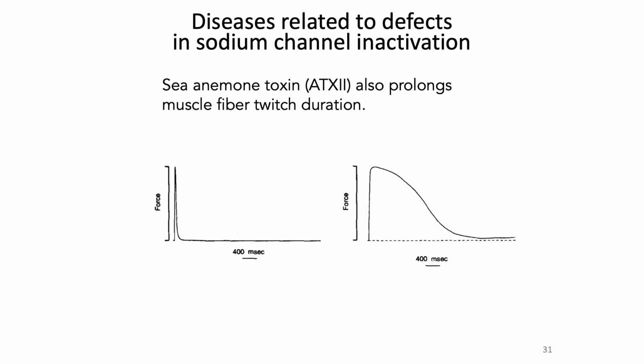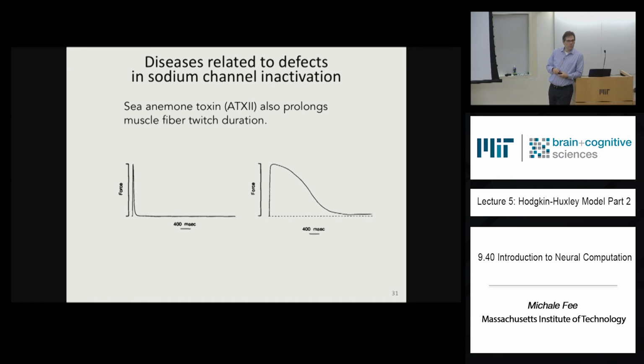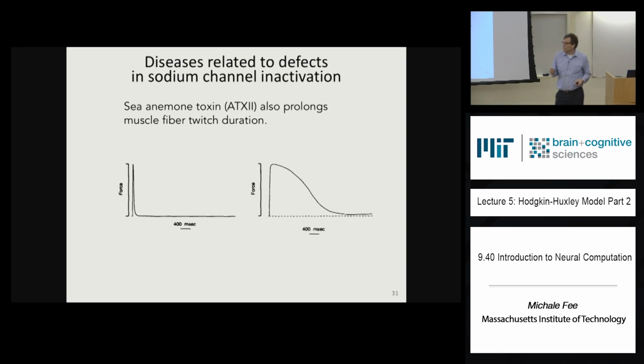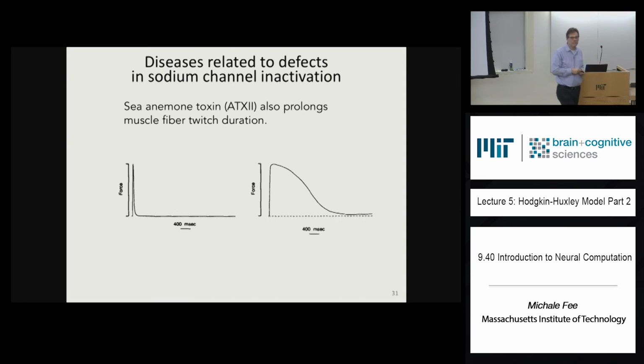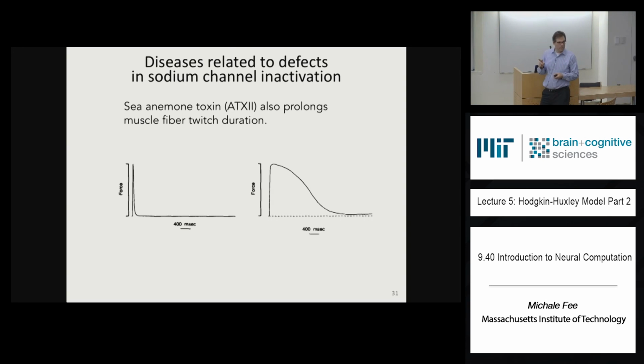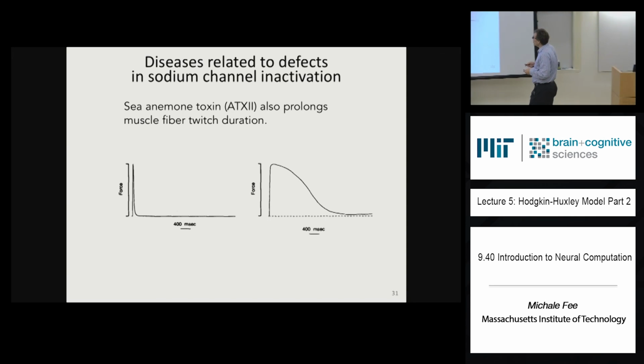If you stimulate that muscle fiber with a little electrical shock, you can elicit what's called a muscle twitch. And in the presence of this ATX2 toxin, you can see that that twitch is very extended in time. Okay. Question? Did I see a hand? No. Okay. So what's going on?